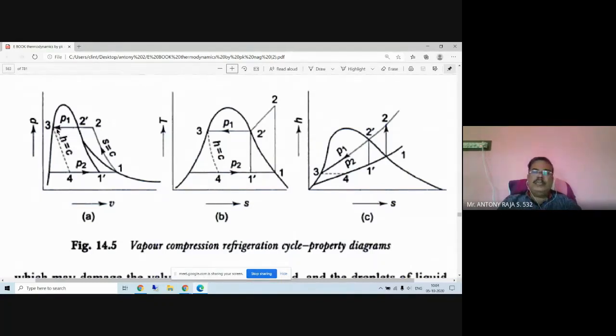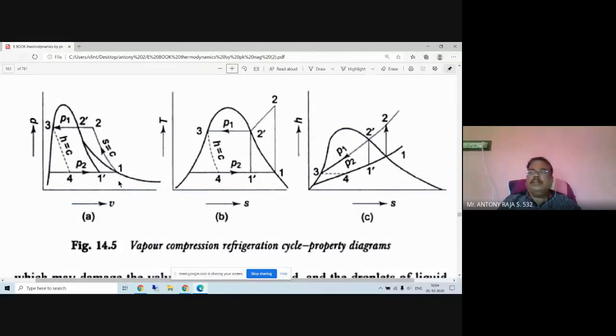And 3 to 4 is the expansion process in the expansion valve. The expansion valve is also called the throttling valve. The throttling process is a constant enthalpy process. A constant enthalpy process is also represented as an isenthalpic process. So it is a constant enthalpy process.